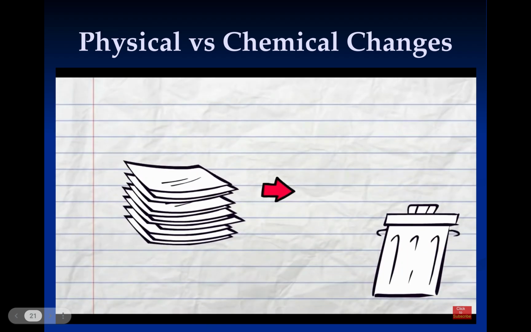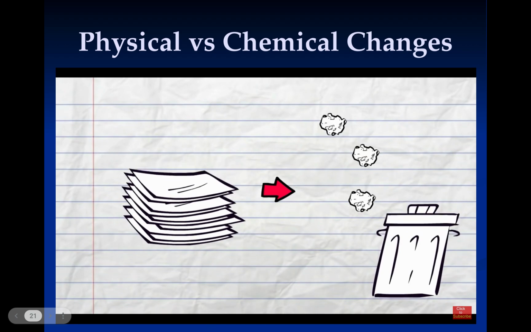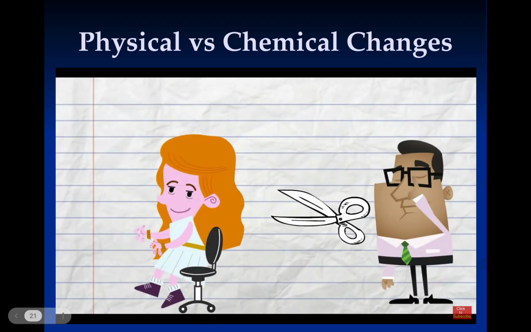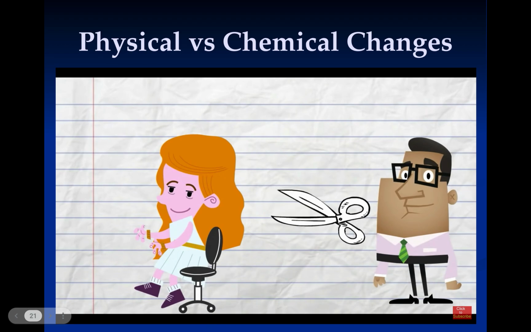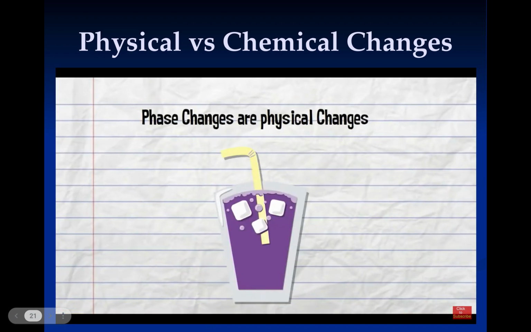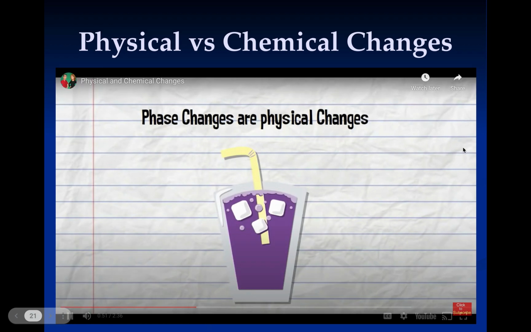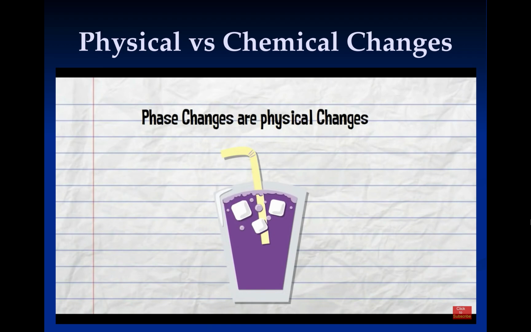Physical changes are changes in appearance only. A new substance is not created, and chemical bonds are not formed or broken. For example, take this stack of paper and wadding it up into smaller pieces is a physical change. It still has the same properties as the original paper. Cutting someone's hair is a physical change because the hair has the same properties as the original hair. Phase changes are physical changes. When ice goes from a solid to a liquid to a gas and then back, those are physical changes.